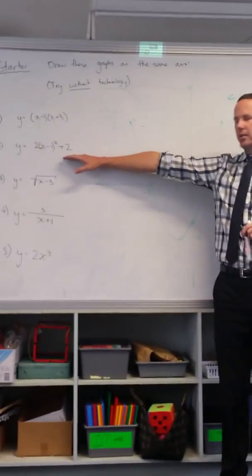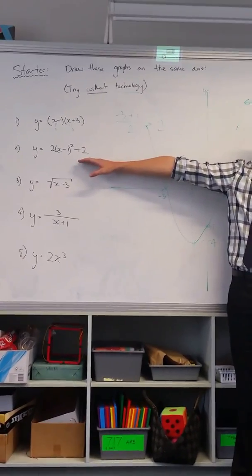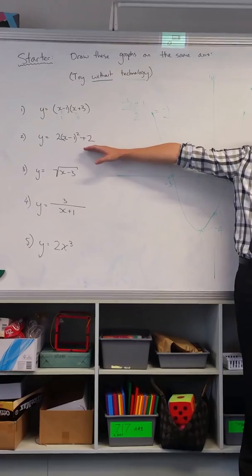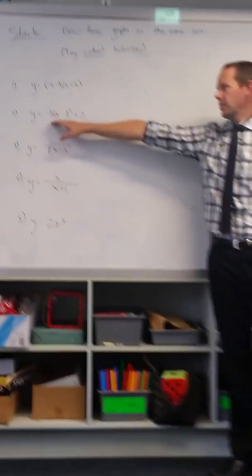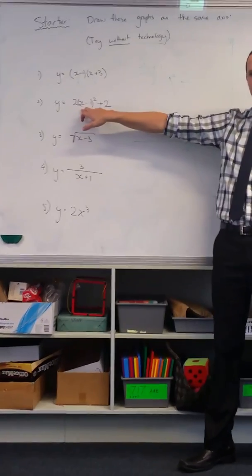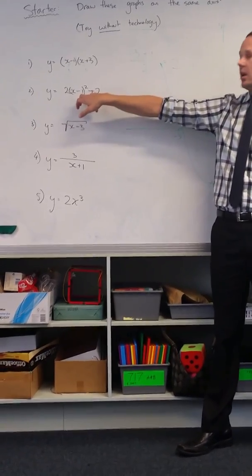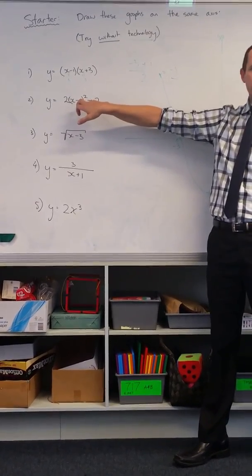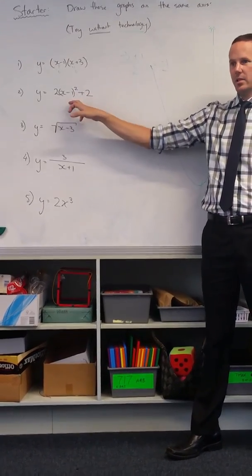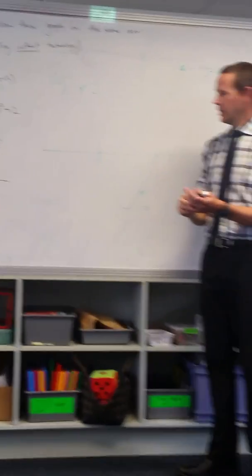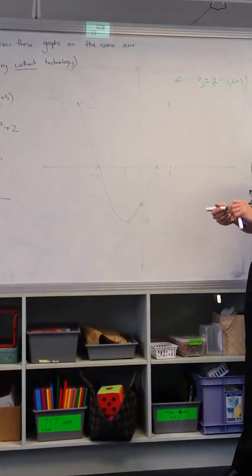Number 2 here, you have to recognise what kind of shape, what function. It's a parabola, and it's actually factorised into a perfect square here. So therefore I know that it shifts 1 to the right and up 2. So that's the first point I'll actually put in.